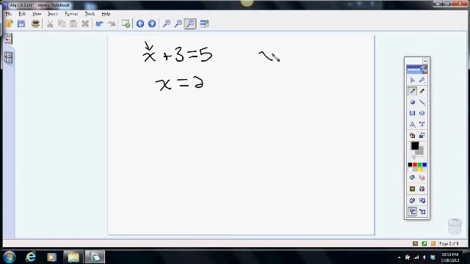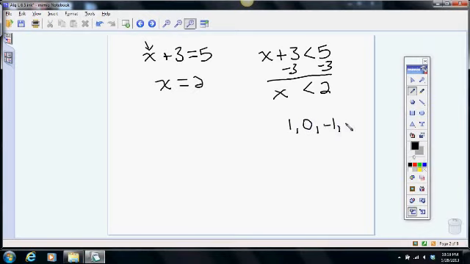Well, then we kind of changed things up a little bit and we said, okay, x plus 3, instead of saying equals 5, maybe we said is less than 5. Well, we'd still solve it the same way and we'd subtract 3 from each side. But what happens is instead of getting x equals 2, we get x is less than 2. Now we don't just have one answer. x could be 1, x could be 0, x could be negative 1, x could be negative 2, x could be negative 1052. So we have a set of numbers as soon as we throw in the inequality symbol.